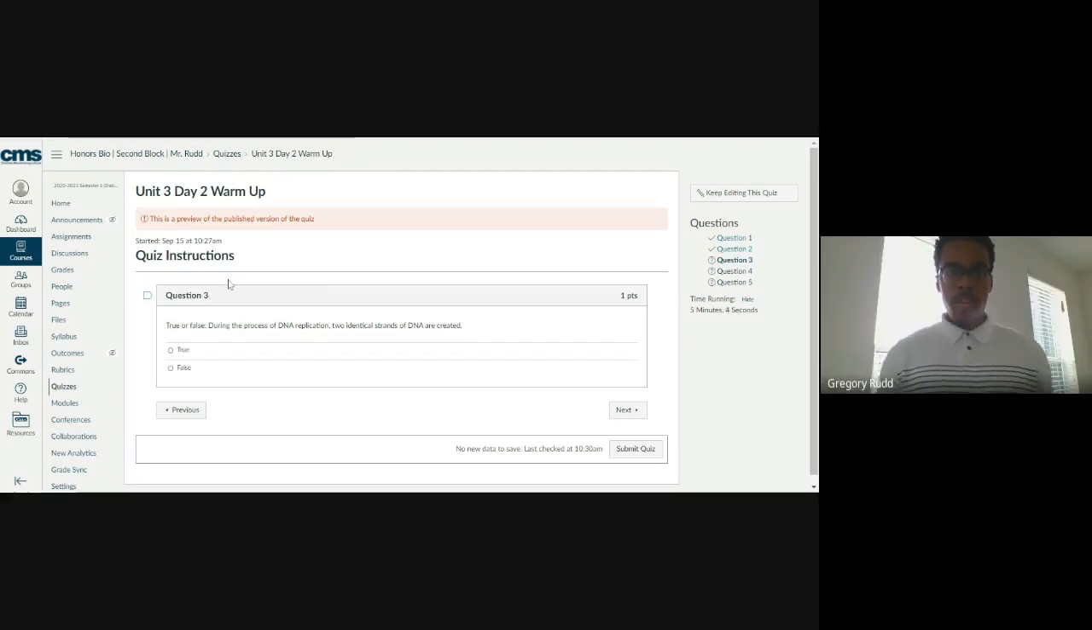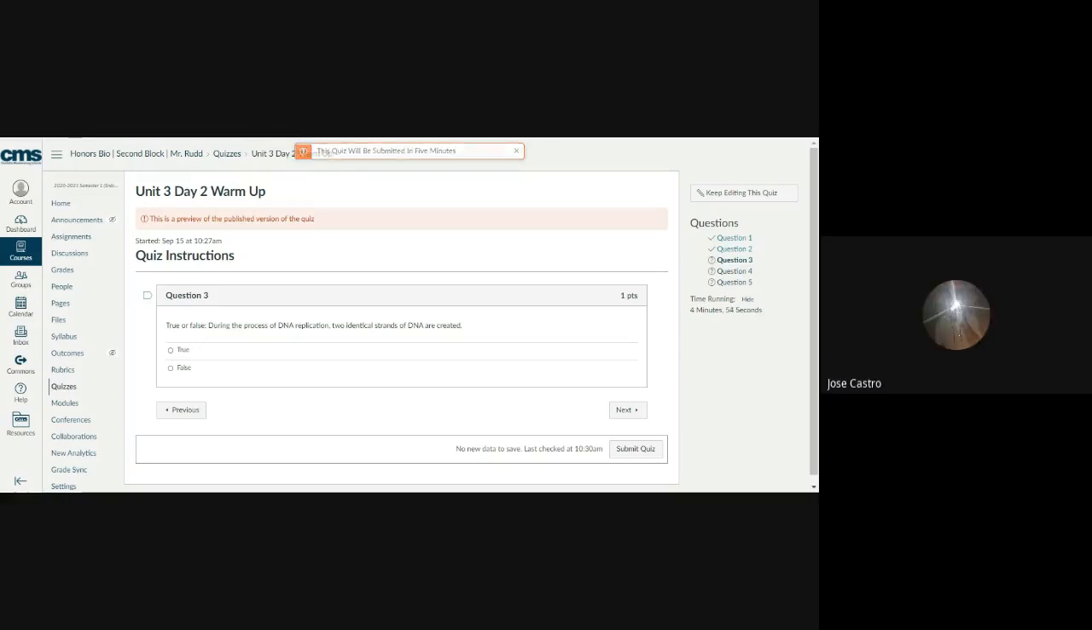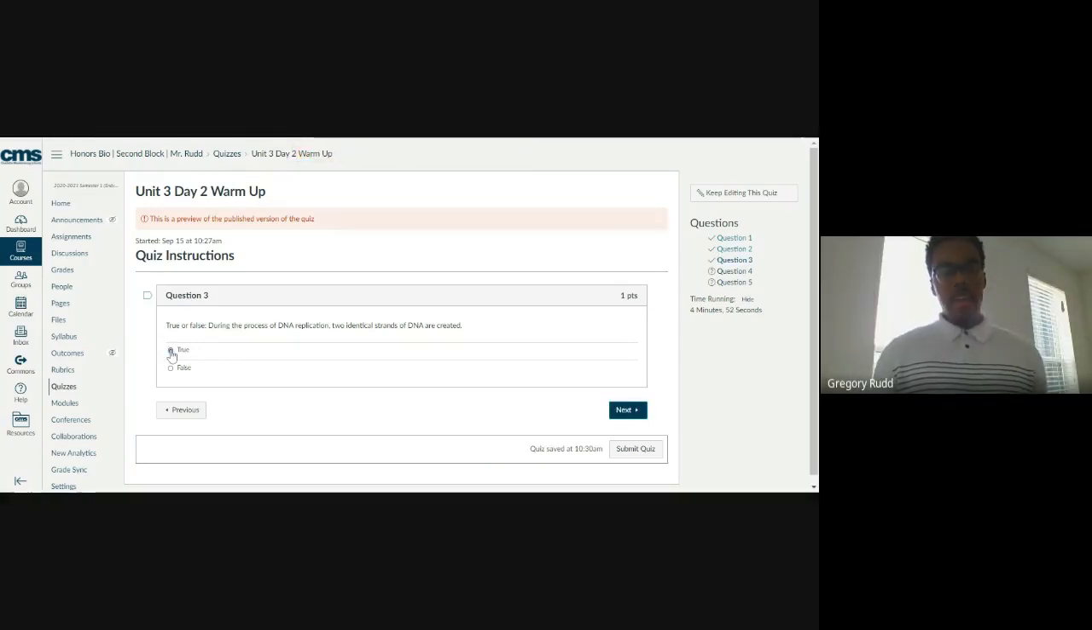Okay, so this one says, true or false, during the process of DNA replication, 2 identical strands of DNA are created. True. Yeah, now there is a caveat with that. When we say identical, they are copies of one another, but each of them is made up of a strand from. It'll be easier for me to explain this with a picture.